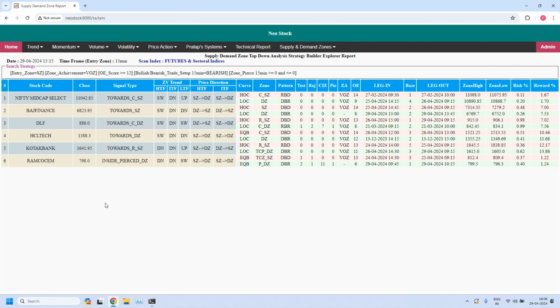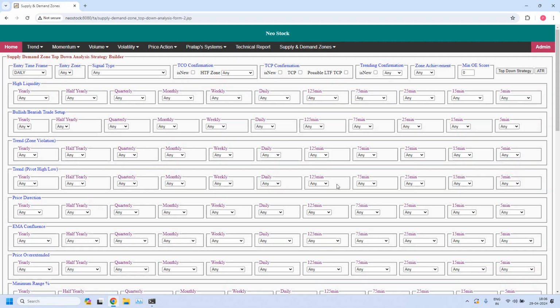Okay. Now let's generate bullish and bearish trade setup for hourly income trade. For hourly income trade, your entry time frame is 5 minutes, and the entry zone should be demand zone for bullish trade setup. And also in bullish or bearish trade setup parameter, this time I am selecting 5 minutes because 5 minutes is our entry time frame. So there we need to select bullish. And the 3 filters we are going to set.